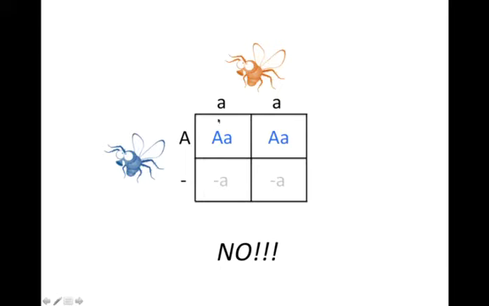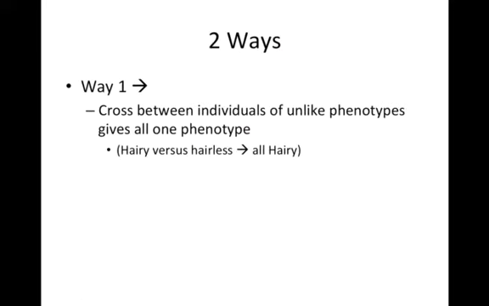So this is what we were talking about in terms of showing a Punnett square that proves that it cannot be the other hypothesis. Okay, so here's our first way. Way one, we have a cross between individuals of unlike phenotypes, which gives rise to all one phenotype. So for the rest of the video, I'm going to go through the other kind of cross. If you already feel comfortable with that, this would be a good time to stop the video.